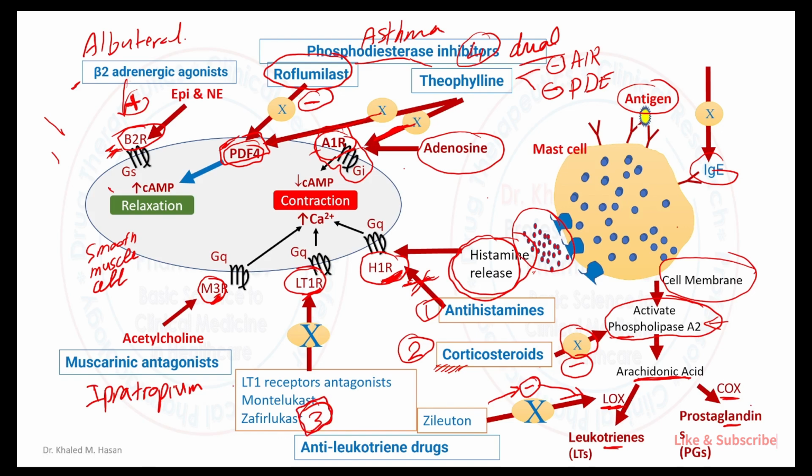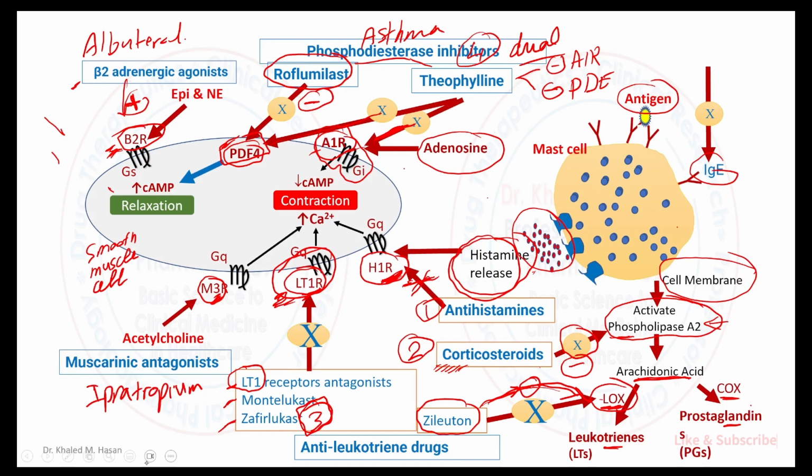Belonging to group number 3, as you can see, we have leukotriene receptor antagonists: montelukast, zafirlukast. So for anti-leukotriene drugs, we have two groups. The first group is zileuton, which inhibits lipooxygenase. The next group blocks the leukotriene receptor, and we have montelukast and zafirlukast. All these medications will be covered in the next coming slides.